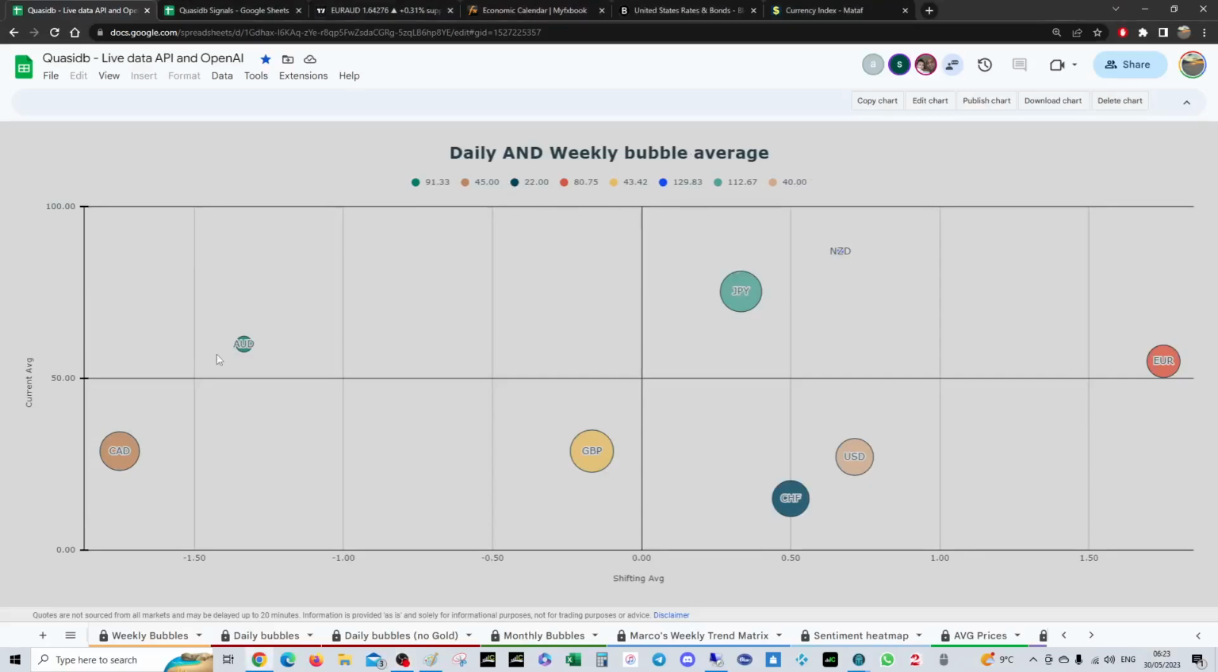So we'll start with the bubbles. The bubbles are being a bit strange currently. So we should be seeing large bubbles over here, and small bubbles over here. So Kiwi is a good size. Yen isn't. That's naughty. It should be a lot smaller because they're long.